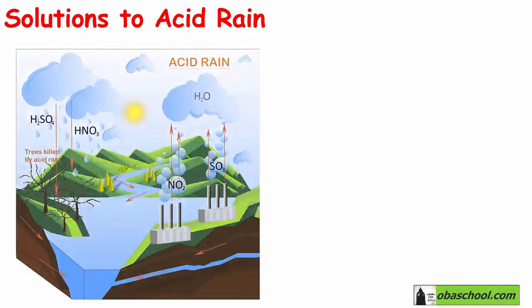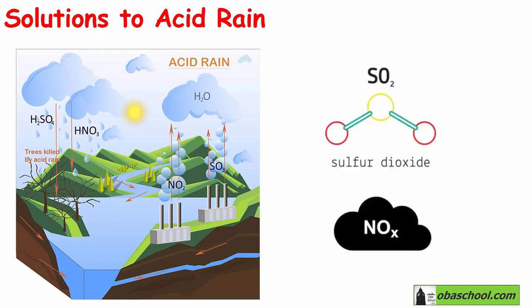Now, let's explore some solutions to acid rain. As we have mentioned previously, acid rain forms due to the presence of atmospheric pollutants such as sulfur dioxide and nitrogen oxides.